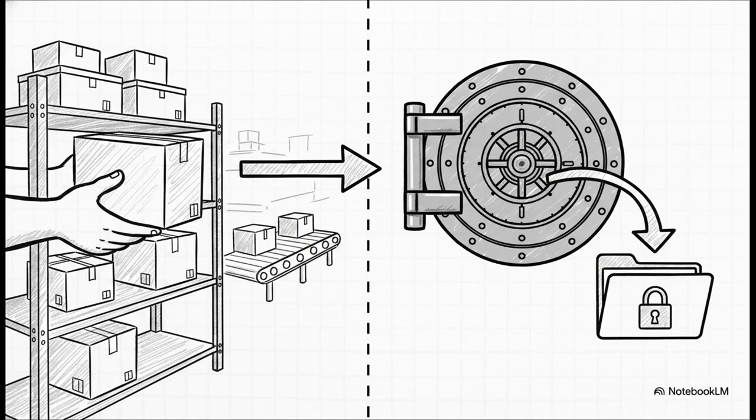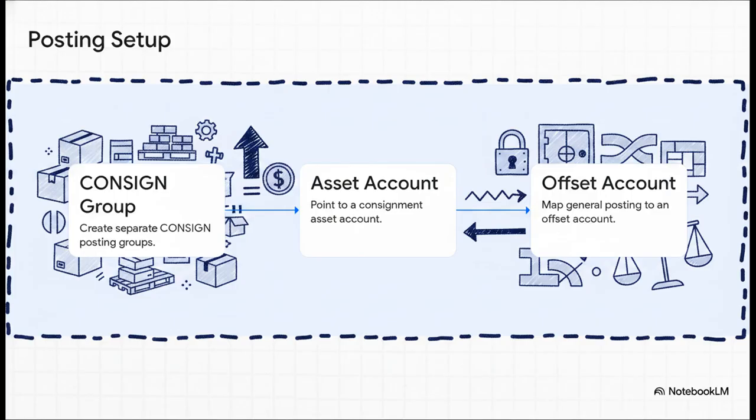The silver bullet here is creating completely separate posting groups. To solve this puzzle systematically, we're going to build a separate inventory posting group and a separate general product posting group. For simplicity, let's just name them both consigned. You'll define the inventory posting setup to map that expected value straight to a separate consignment inventory asset account. Then, over in the general posting setup, you map the inventory accrual to a completely separate offset account right next to it on the balance sheet.